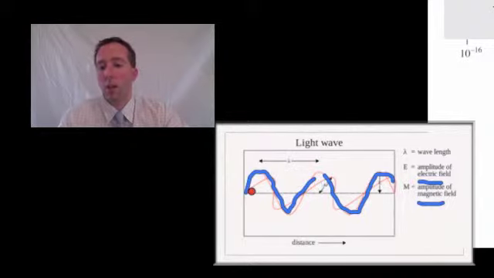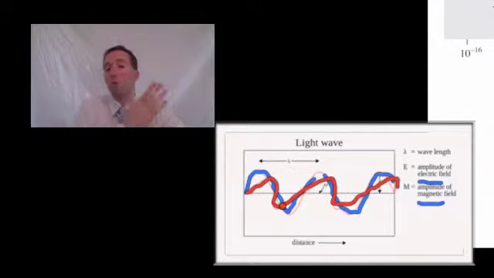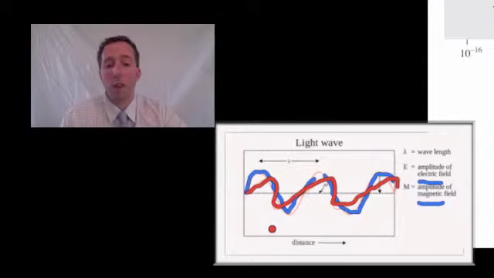Now I'll change color here. This is the magnetic field. And it's a wave which is perpendicular to the electric field. So these two waves, they're transverse waves. They travel from one spot to another, transfer energy. And light is actually an example of what we call an electromagnetic wave.